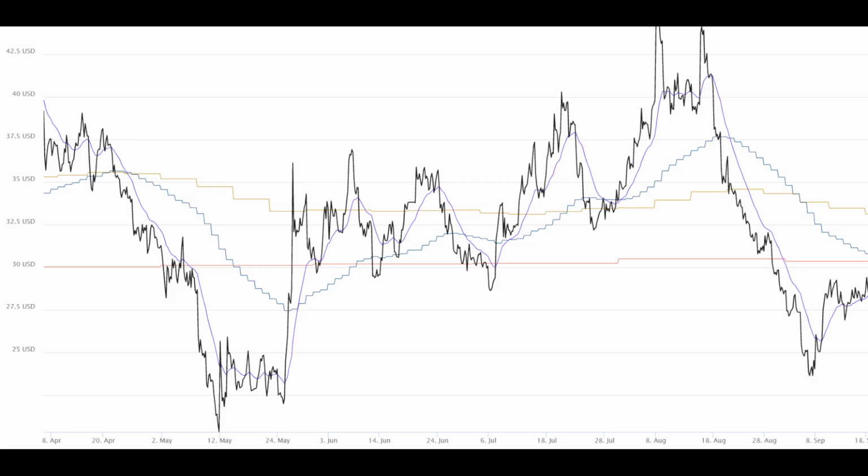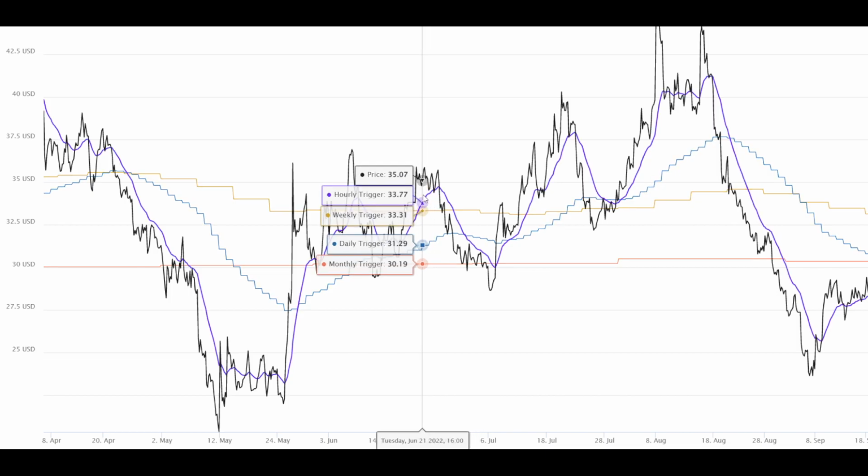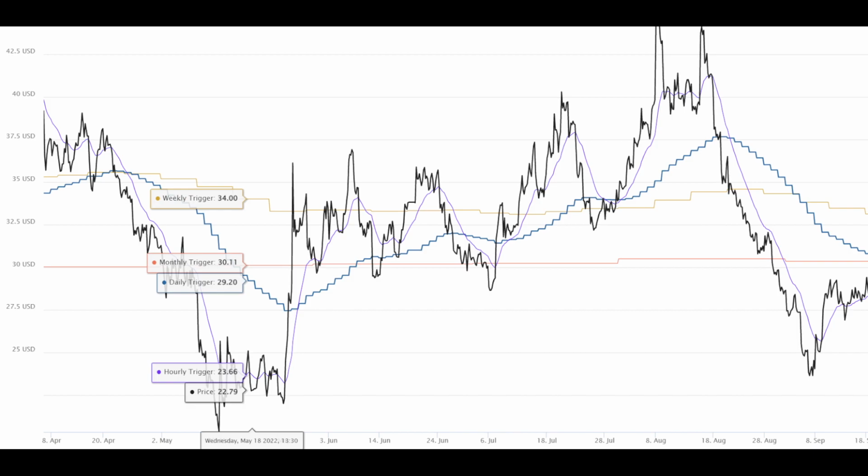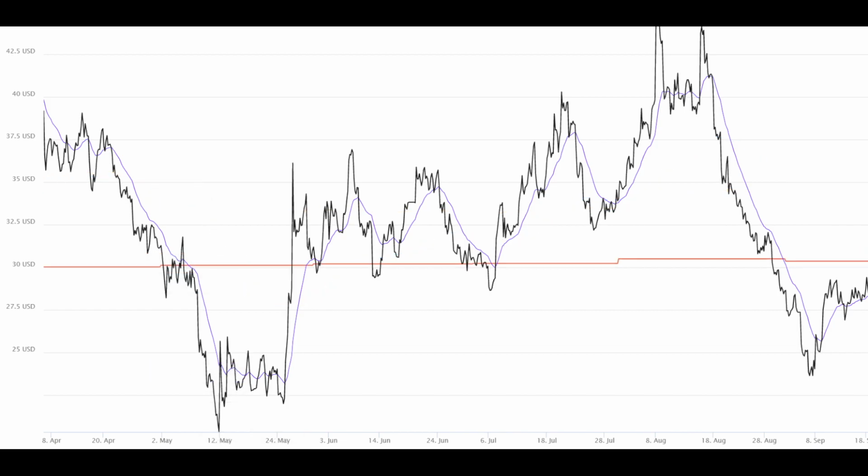What's up, guys? So the purpose of this video today is to talk about the hourly trigger and how we can use that to better our trading. So I'm just going to jump right into it. You can see here on this chart actually 4 triggers: the monthly trigger, the weekly trigger, the daily trigger, and the hourly trigger. For this video, we're just going to focus on the hourly trigger.